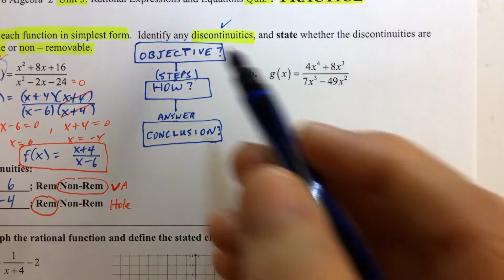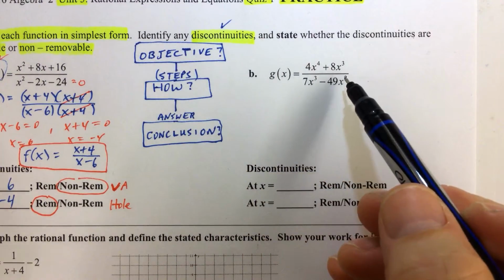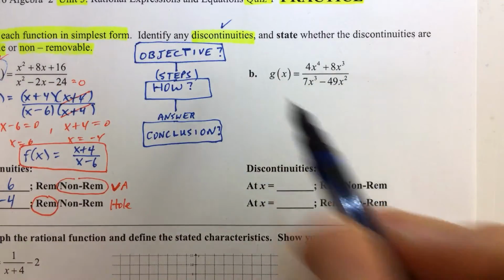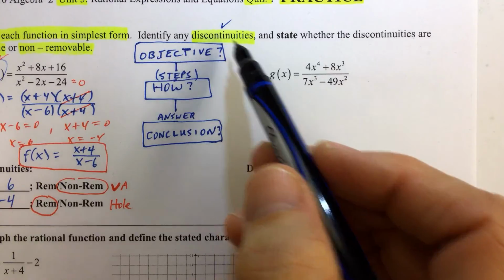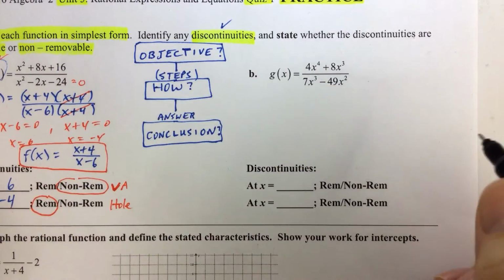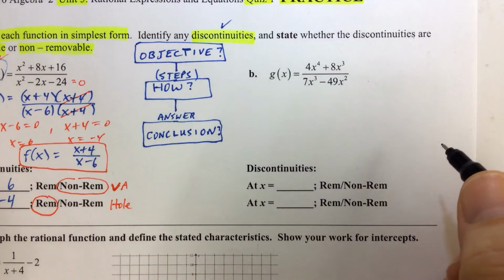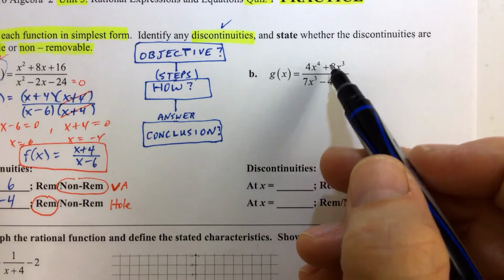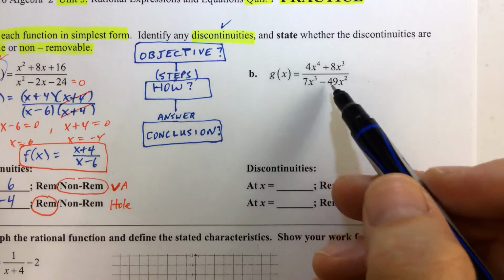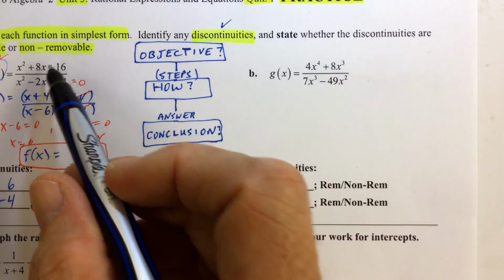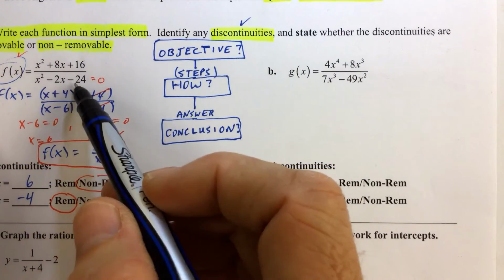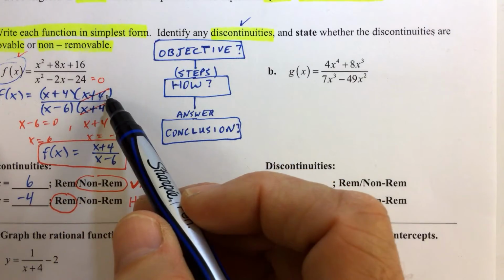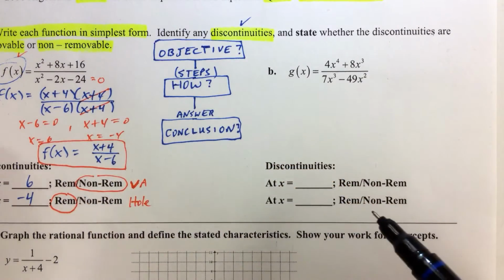We have the same objective for Part B here as we did in Part A. The objective is to write the function in simplest form, identify the discontinuities, and then classify those discontinuities. Now, we see we have different types of polynomials in the numerator and denominator than we did in the first problem. In the first problem, we had trinomials, quadratic functions, and those we just factored using the FOIL method.